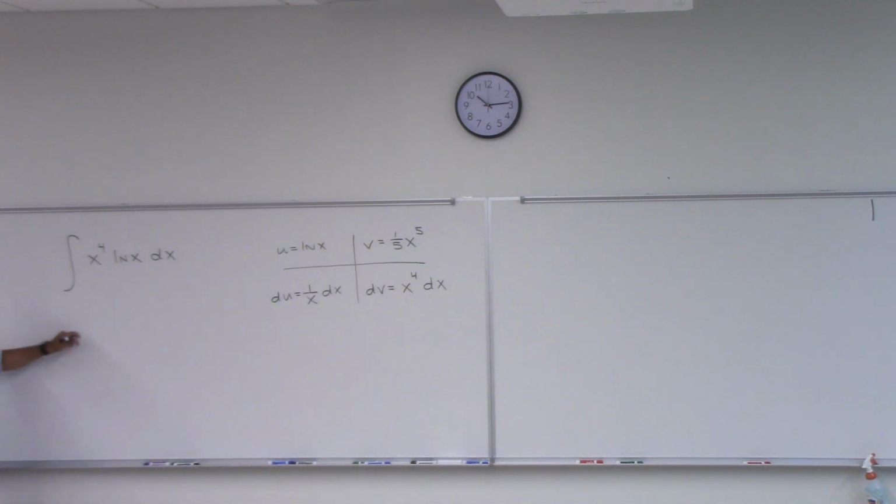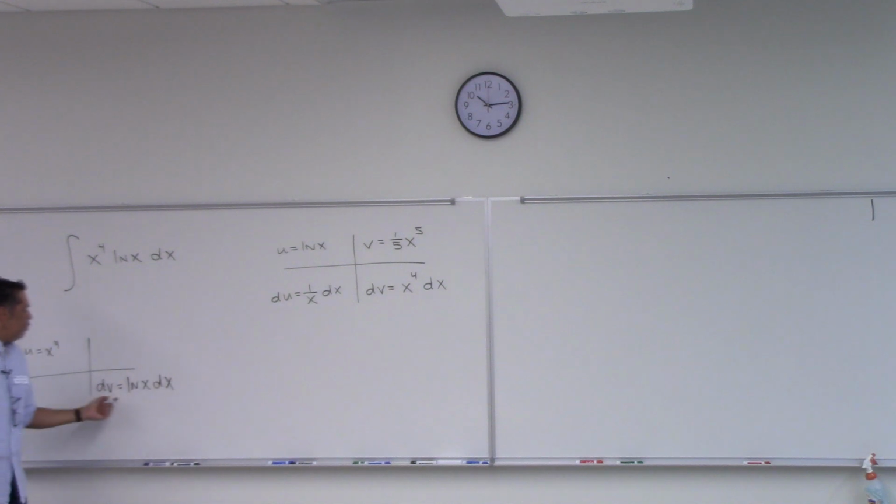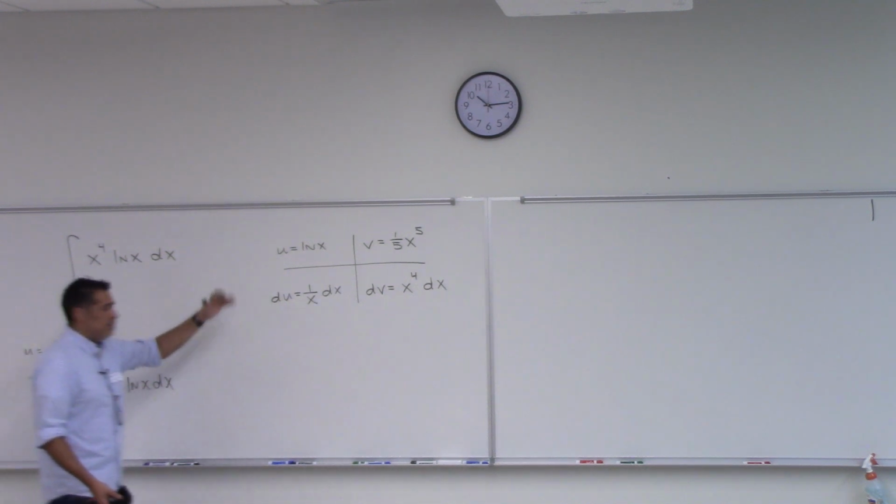If you do it the other way, and you let the u be the x to the 4th, and the dv be what? What's the only choice for dv then? ln x dx. Now you have to ask yourself, what's the antiderivative of the natural log of x? We have not talked about that, have we? We know what the derivative of it is, right? Do we know its antiderivative? We don't, do we? Right? So we'd be stuck.